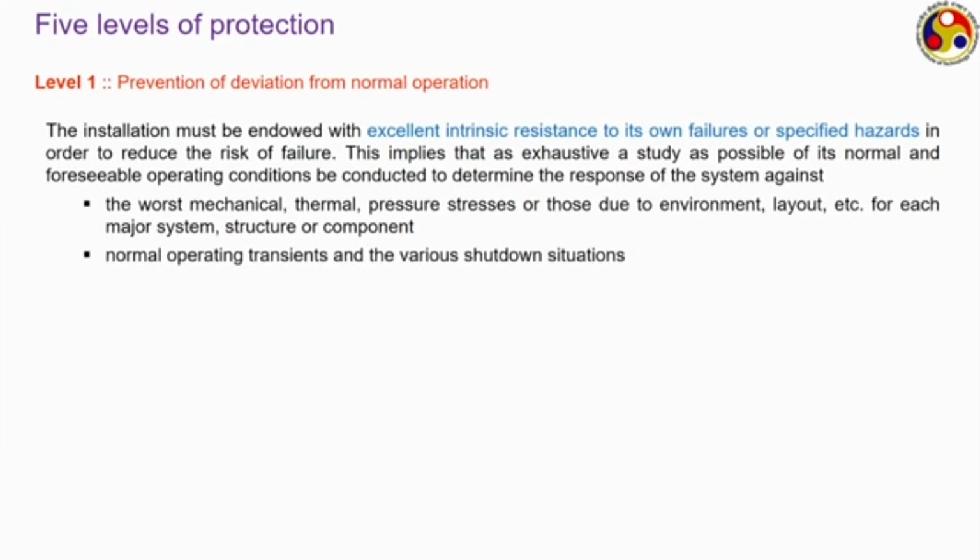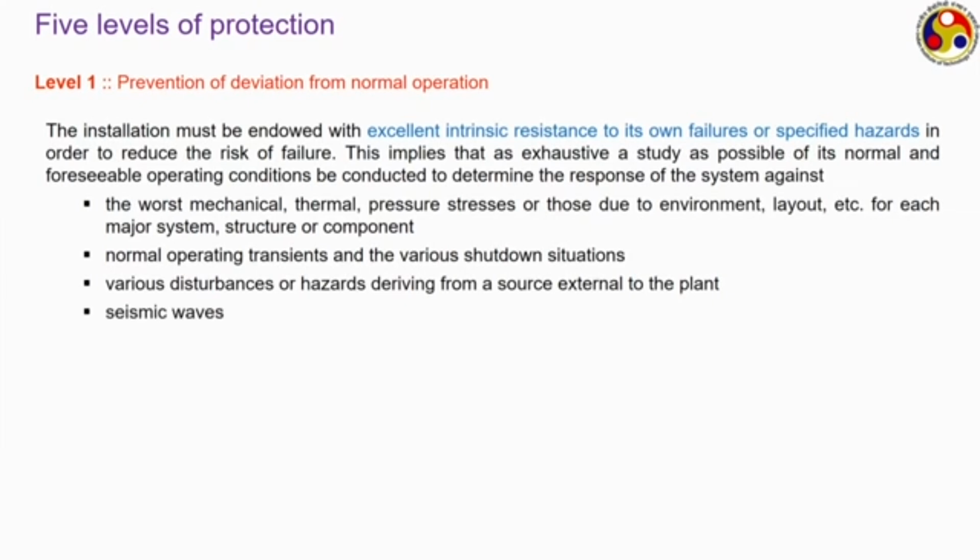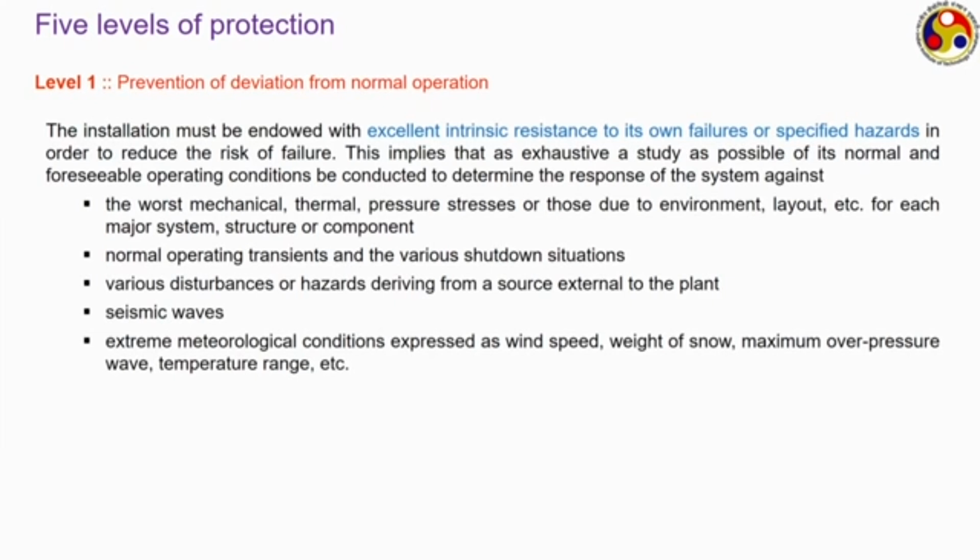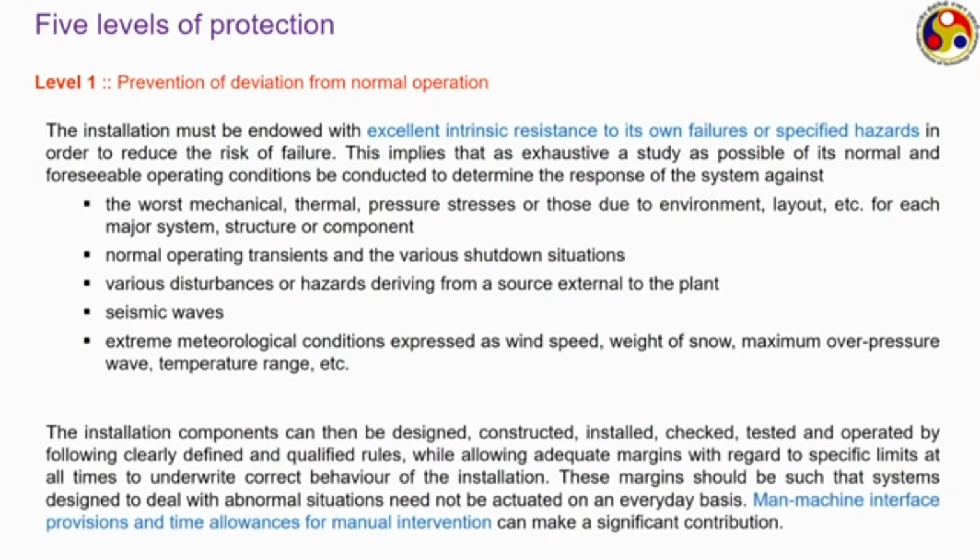It also considers the normal operating transients and the various shutdown situations, and various disturbances or hazards deriving from a source external to the plant. Seismic waves also need to be considered if that at all becomes relevant to the corresponding location, and the extreme meteorological conditions expressed as wind speed, weight of snow, maximum water pressure, wave and temperature range, etc. So, considering all these aspects, we design level 1, so that the system is able to continue or maintain its critical condition, or at least the desired operating condition.